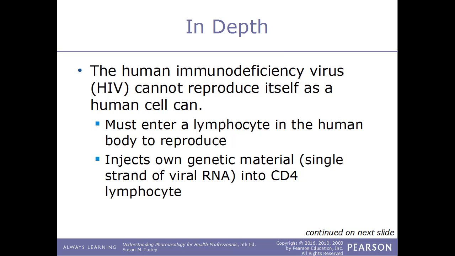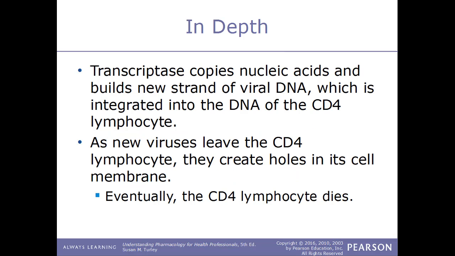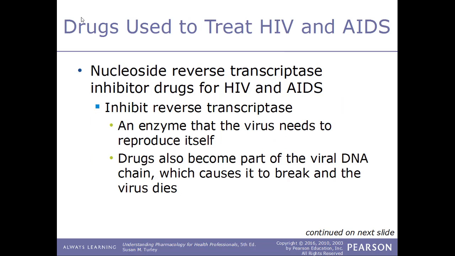Like all viruses, HIV cannot reproduce by itself like a human cell can. It must enter a lymphocyte in the human body to be able to reproduce. Then it will inject its own genetic material, which is a single strand of viral RNA, into the DNA material of the CD4 lymphocyte. From here you have transcriptase that will copy nucleic acids and build new strands of the viral DNA, which is then integrated into the DNA of the host cell, the CD4 lymphocyte. As new viruses leave the CD4 lymphocyte, this creates holes in the cell membrane, and the lymphocyte will basically just fall apart. And there are many different kinds of drugs used to treat HIV and AIDS.